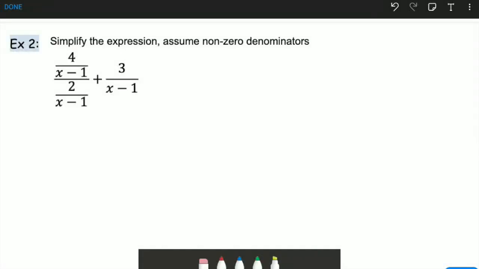Okay, in this example, we're going to be simplifying this expression and assuming non-zero denominators. Now, in order to simplify this expression, we're going to have to identify what operations need to be performed first. So we have four fractions involved. We have this first fraction, which consists of a top fraction and a bottom fraction, as well as this fraction being added. Now, no matter how complicated things are, this amounts to just following order of operations.